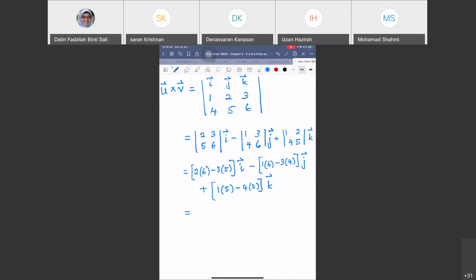Okay, so then only now you start multiplying. Okay, so then you have your 12 minus 15. Make sure it's correct, plus minus. So 12 minus 15, that will be minus 3i. Followed by minus.